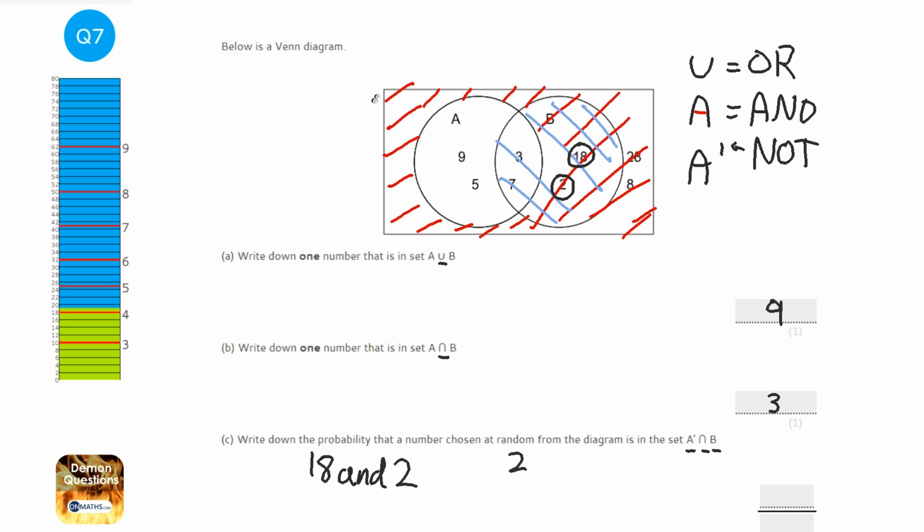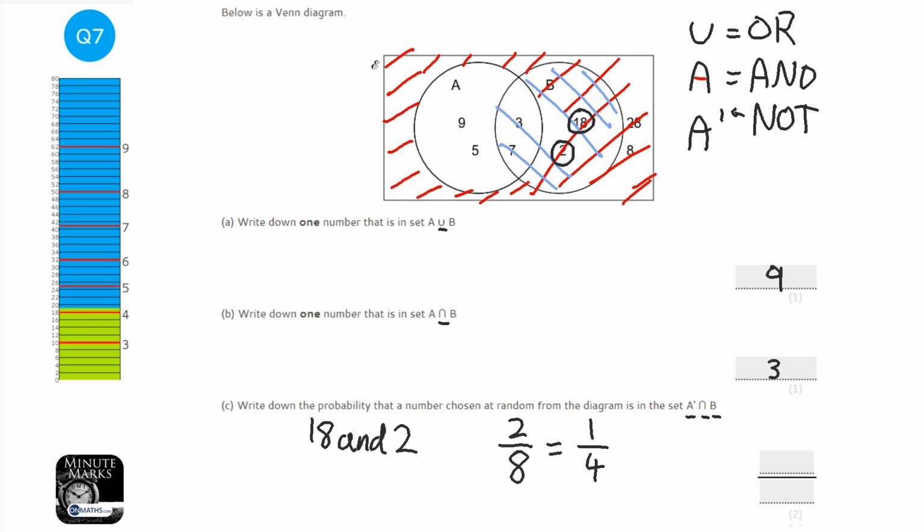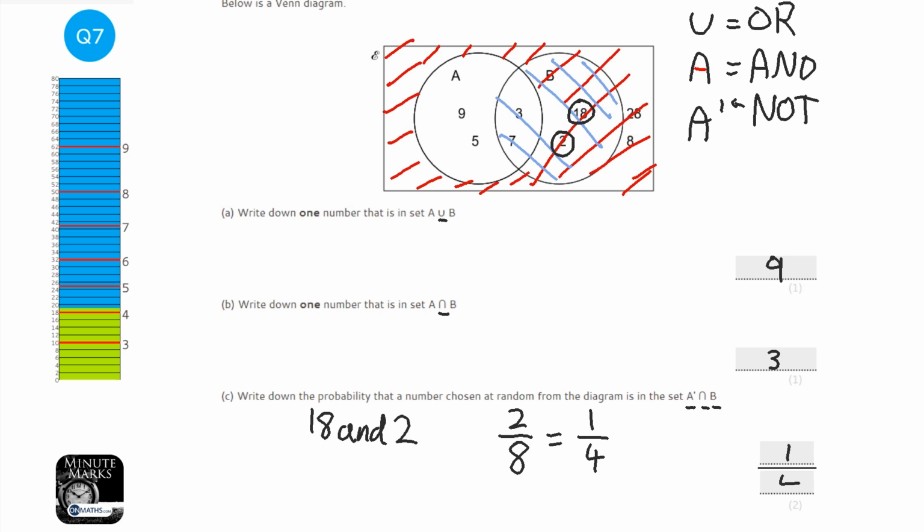So there are 2 numbers that fit that bill, so that will go at the top of our fraction, and there's 1, 2, 3, 4, 5, 6, 7, 8 in total. Now I can simplify that a little bit to make it a quarter, and so my answer to that will be 1/4, or a quarter.